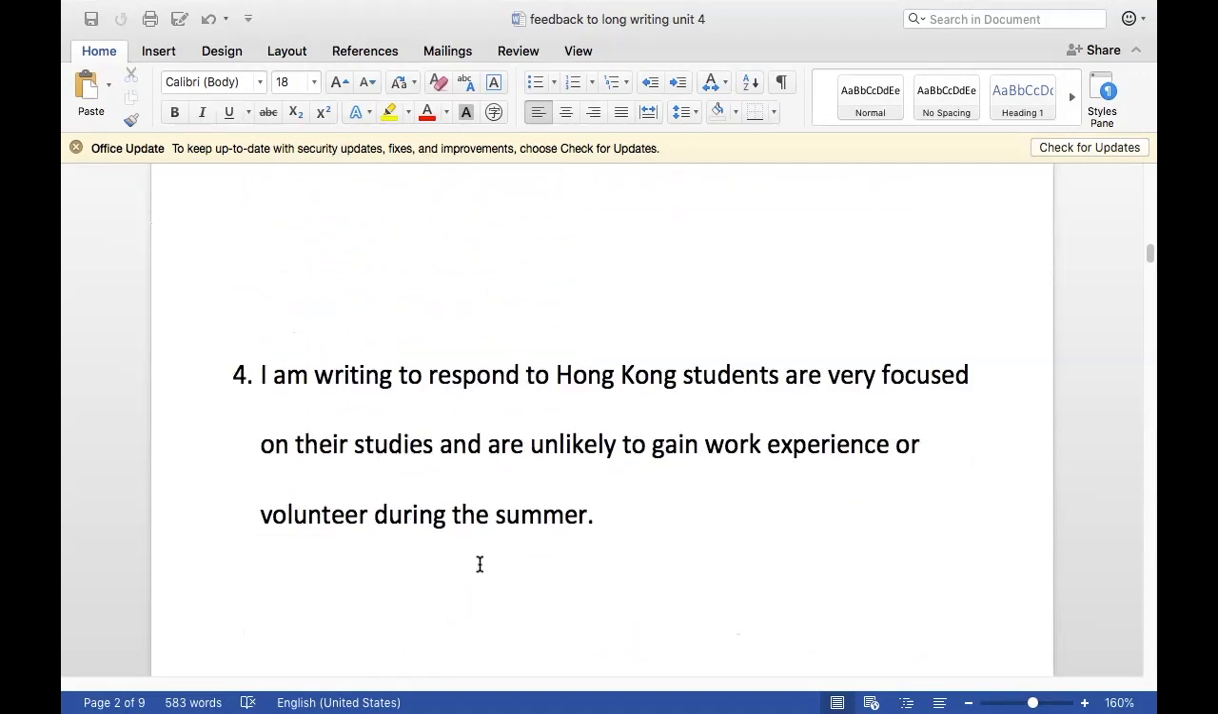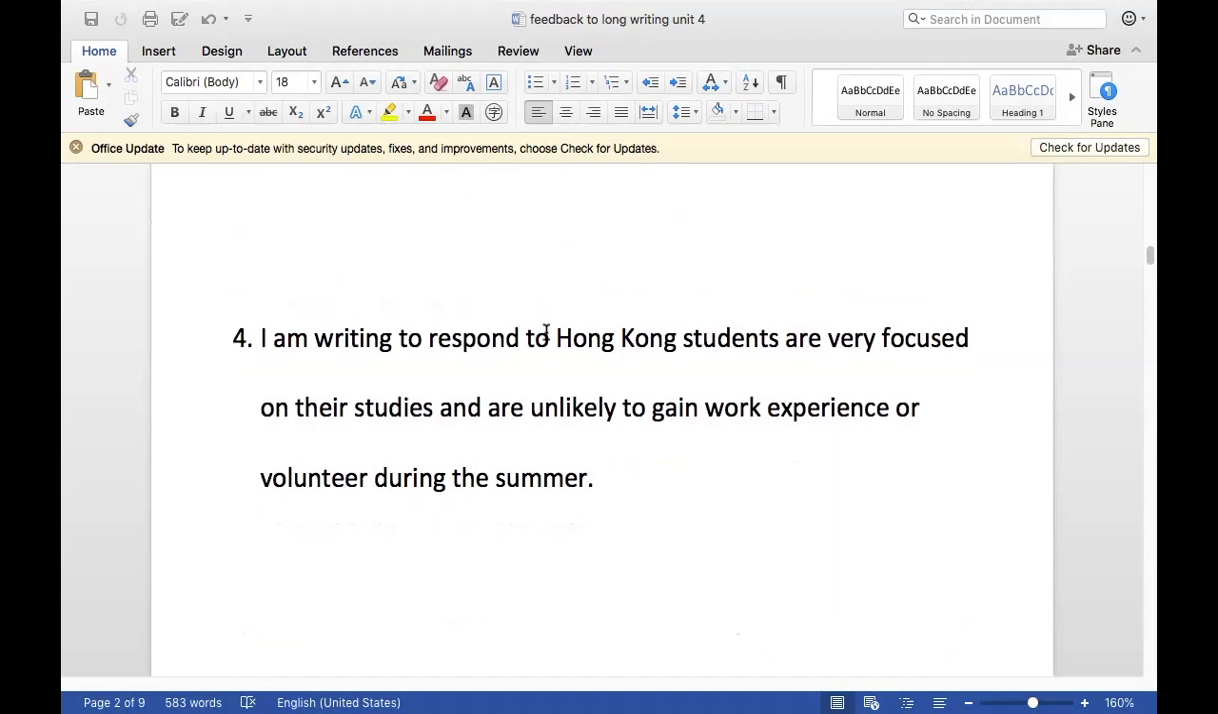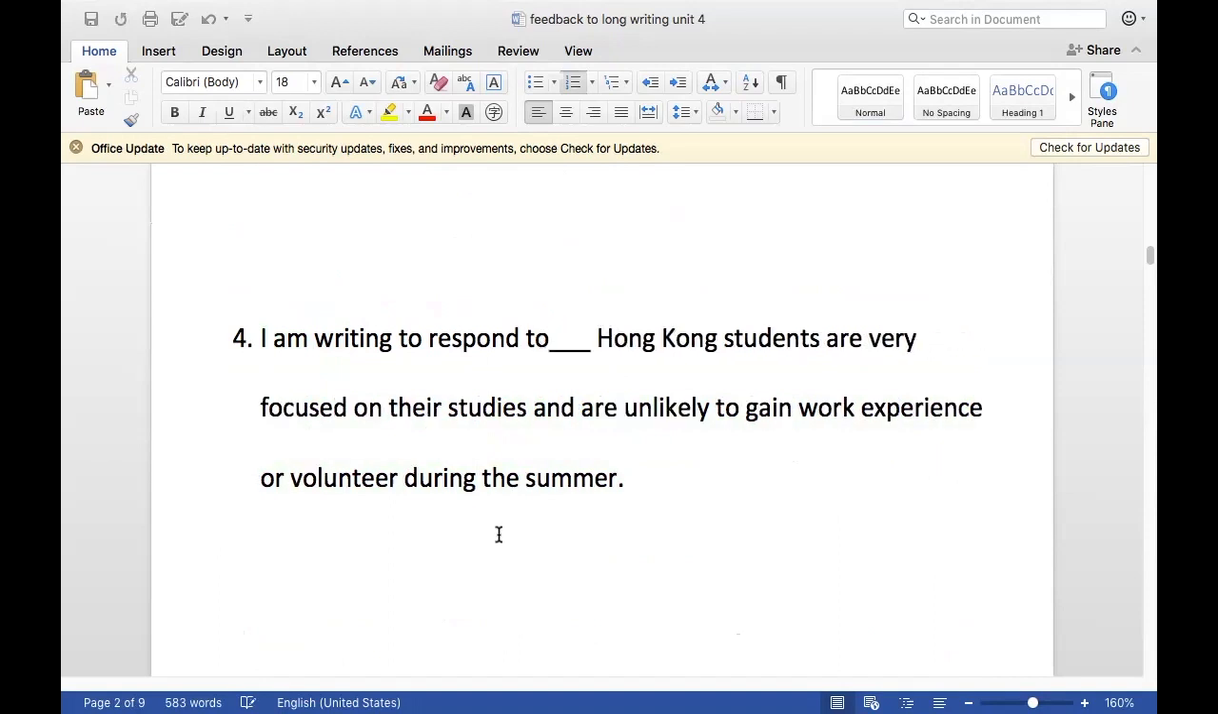Number 4: "I'm writing to respond to Hong Kong students are very focused on their studies and they are unlikely to gain work experience or volunteer. They are unlikely to volunteer." This part is correct. But something's wrong here: "I'm writing to respond to," okay?